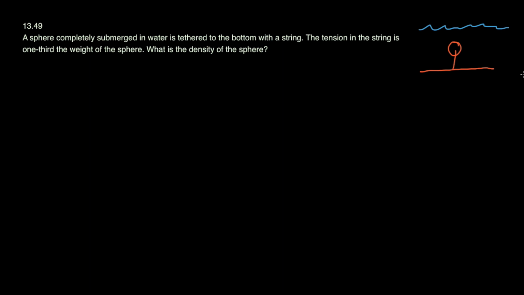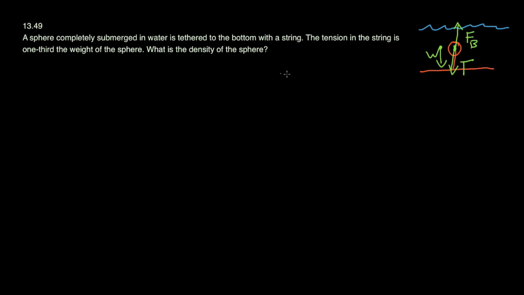Okay, so let's go ahead and draw the forces acting on this thing. So we're going to have tension pointing straight down, right, because the sphere is tethered to the bottom. So we got tension, and then we also have the weight of the sphere, which is also going to be down. So that's weight, but we also have the buoyant force of the sphere, right, because it's floating in the water. And that's going to point straight up, buoyant force. We'll call it F sub B.